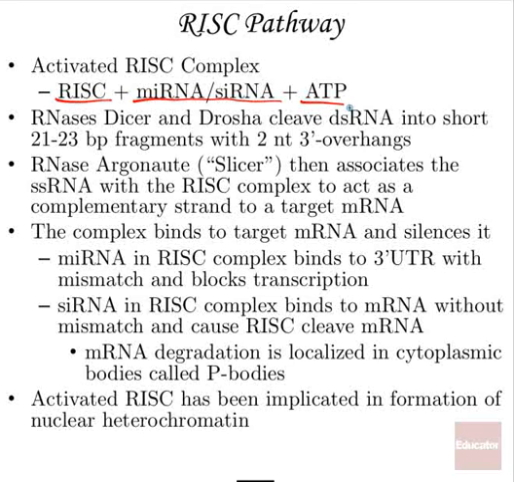So how does this all go down? So first off, Dicer and Drosha cleave a double-stranded RNA into short 21 to 23 base pair fragments with a 2-nucleotide 3' overhang. So simply, it looks like this, okay? Where this is 2 nucleotides.